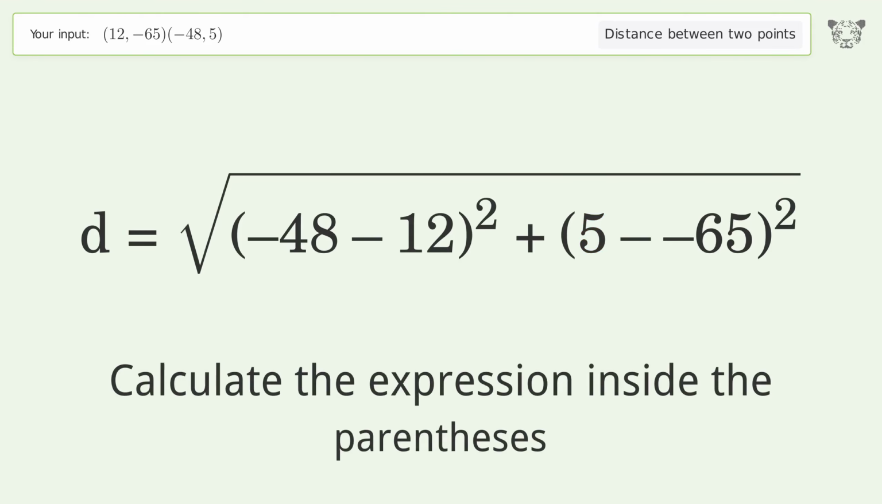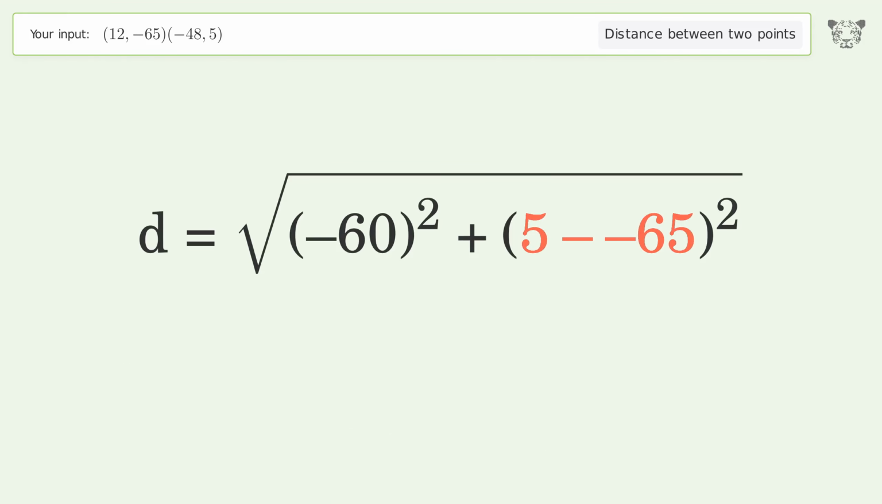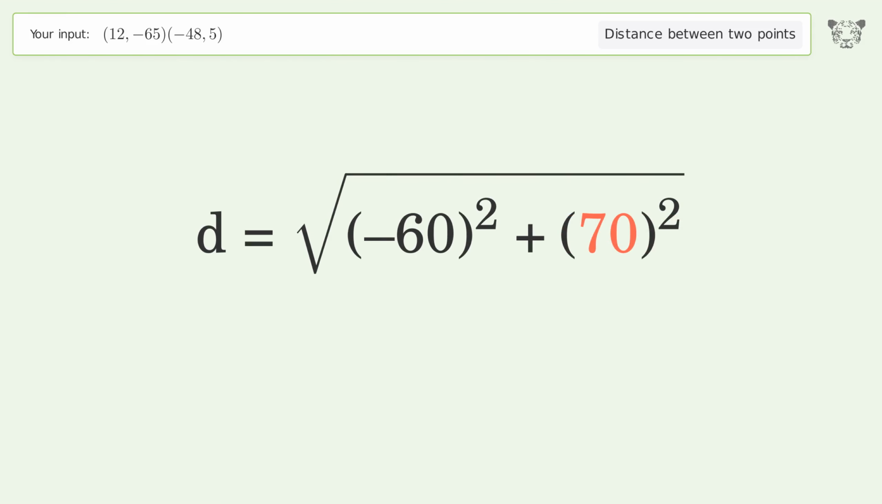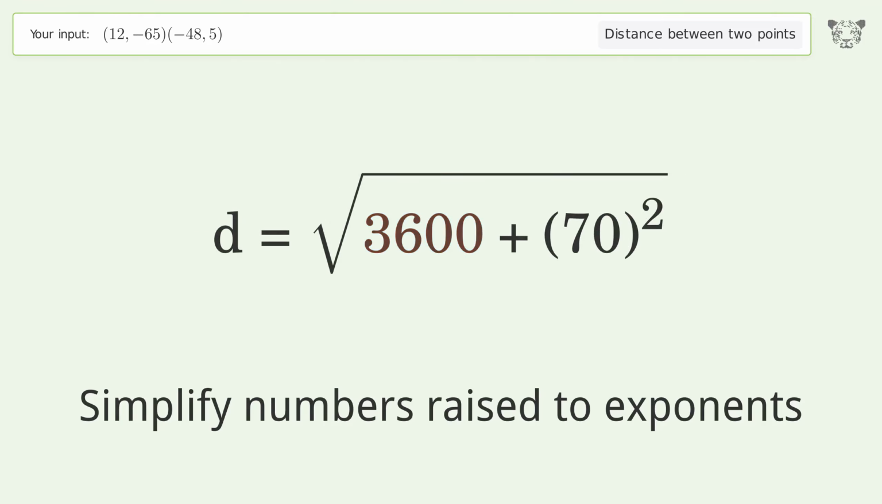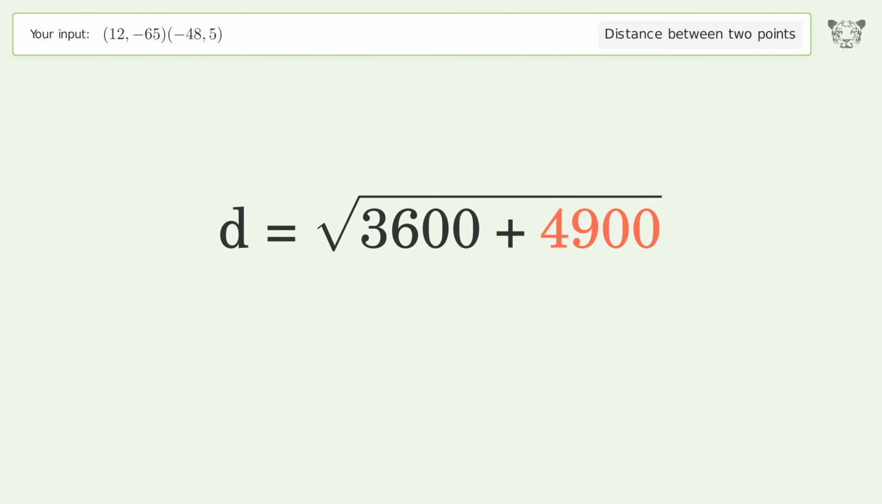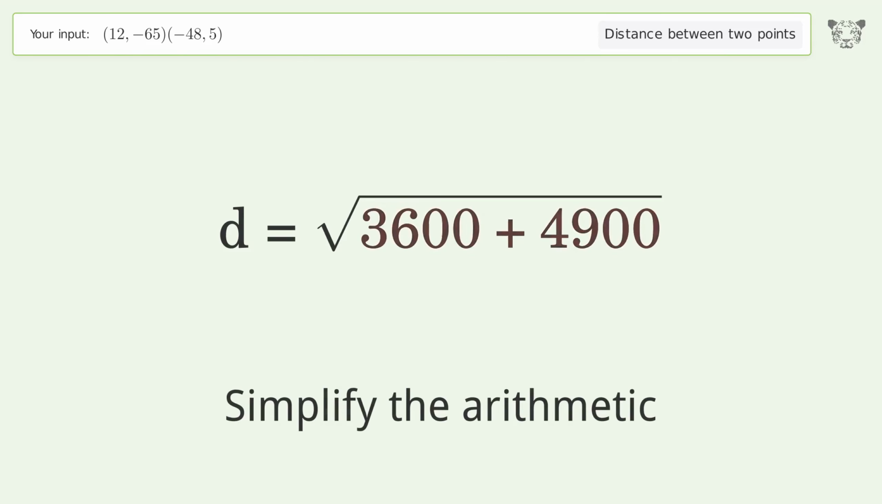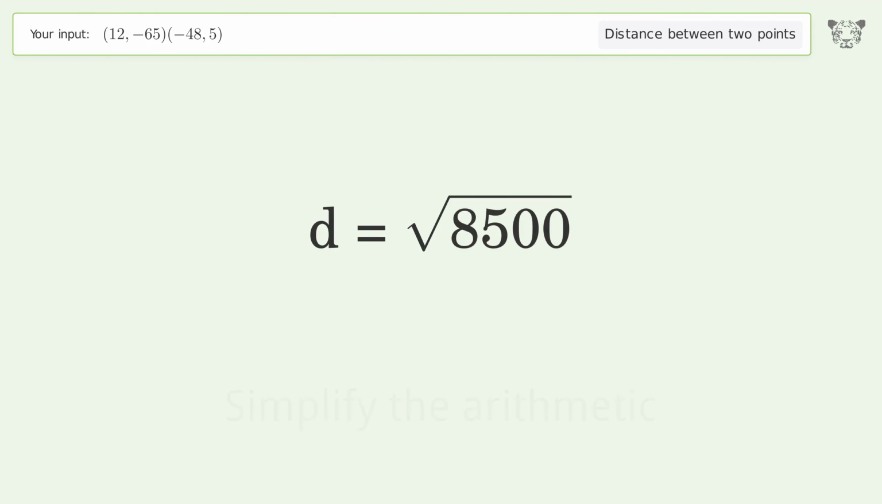Calculate the expression inside the parentheses. Simplify numbers raised to exponents. Simplify the arithmetic. And so the distance between the 2 points is the square root of 8,500 or 92.195.